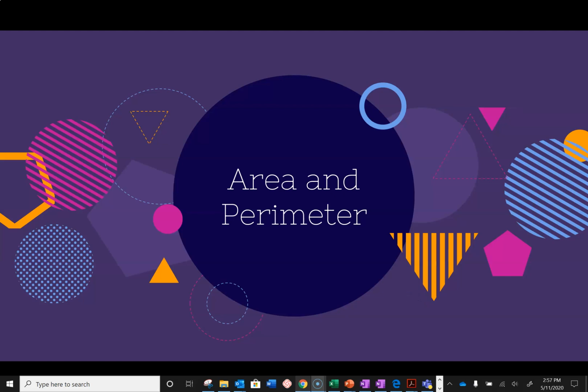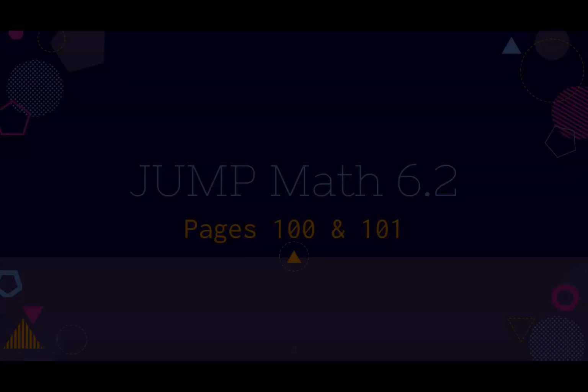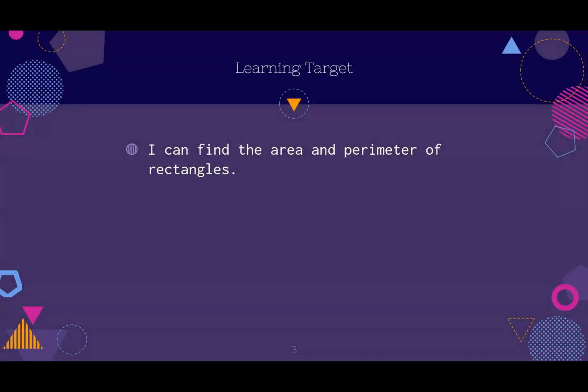Hello grade 6. Today's lesson is titled Area and Perimeter. We are going to be working in our Jump Math 6.2 book on pages 100 and 101. Our learning target for today is I can find the area and perimeter of rectangles.